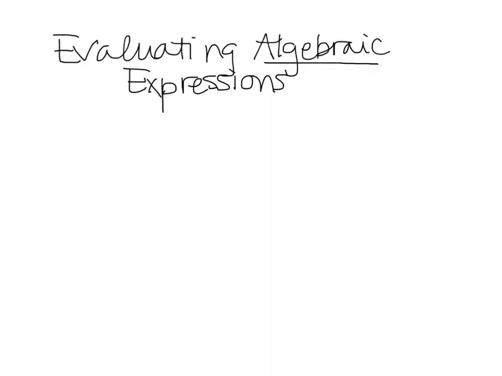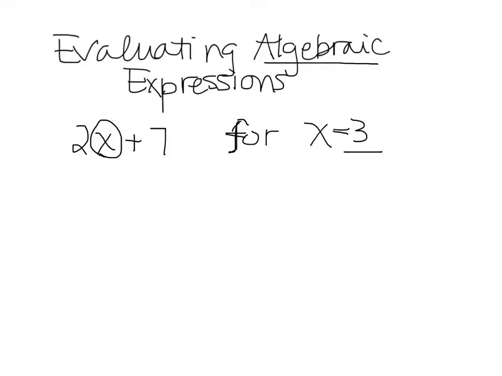If I say, for example, evaluate 2x plus 7 for x equals 3, what that means is where I see x, it really means 3. It's like cracking a code. So the first thing I do is I replace the x with the value of the variable, and then I do the math.